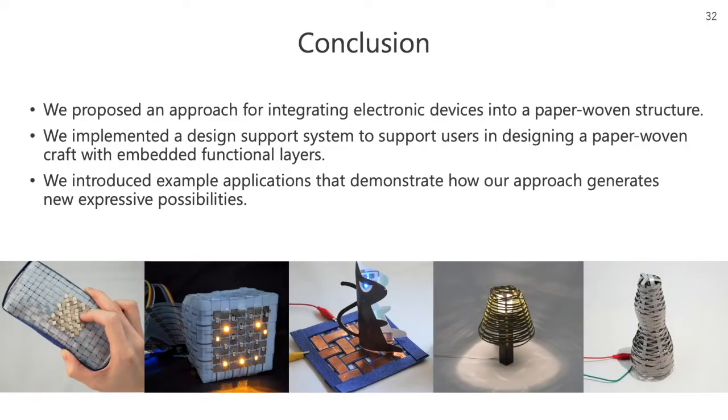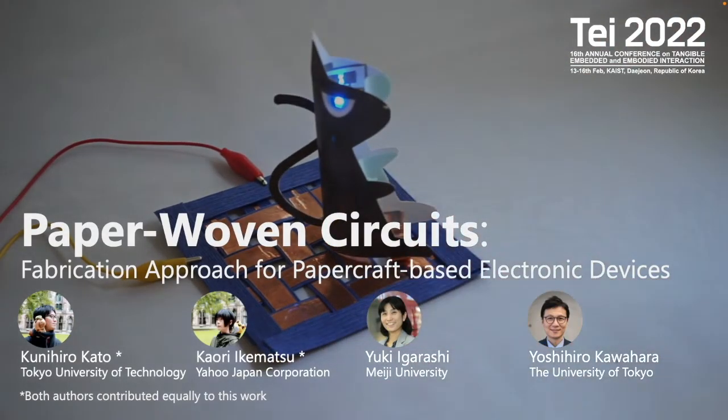Let me conclude. In this work, we proposed an approach for integrating electronic devices into a paper-woven structure. We implemented a design support system to support users in designing a paper-woven craft with embedded functional layers. We also introduced example applications demonstrating how our approach generates new expressive possibilities. Thank you for listening.